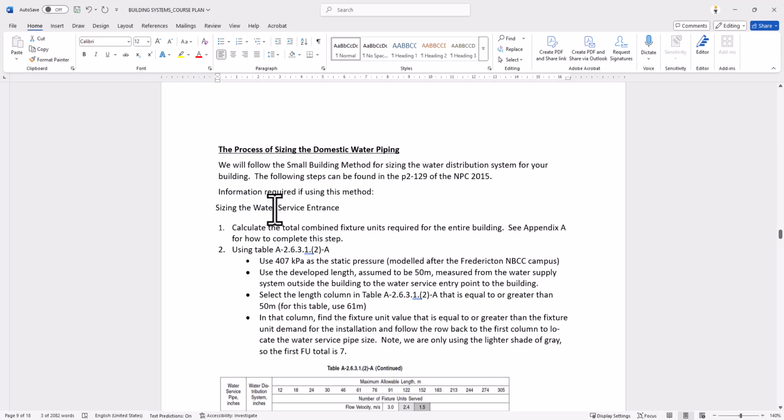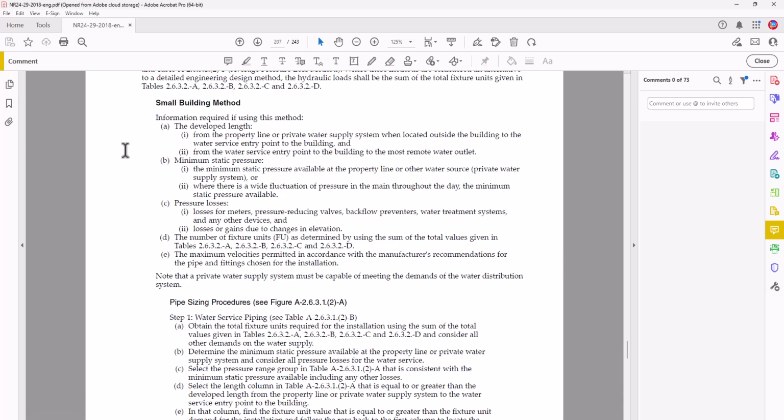All right, so let's go through the process of sizing the domestic water piping. We're going to follow the small building method for sizing the water distribution system for your building. The following steps can be found on page 129 of the NBCC 2015. So that would look like this. Small building method, and it goes down through.